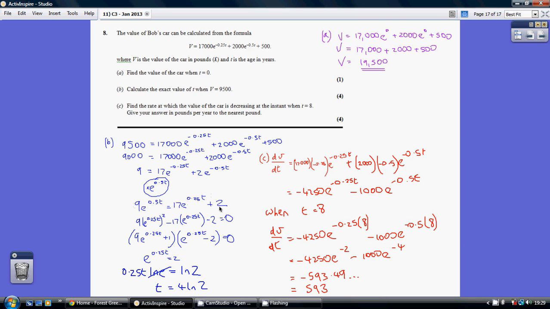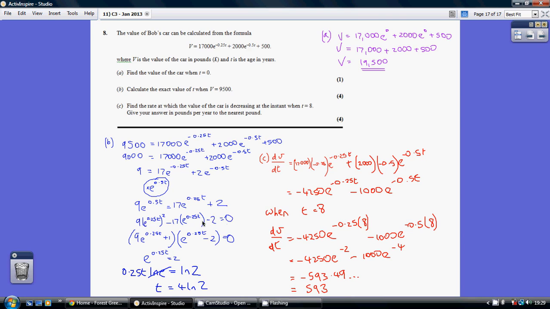Now if we take all of this to the left hand side, we can then really create a quadratic, because e to the 0.5t is e to the 0.25t, all squared. So this is effectively the y squared, this is the y, and this is the normal number. So here's our quadratic.